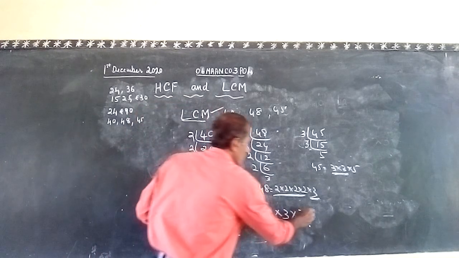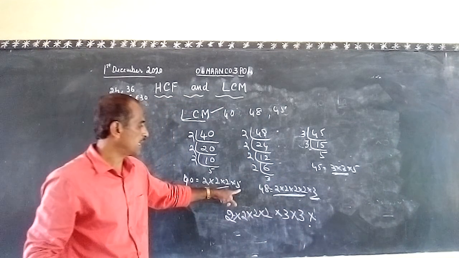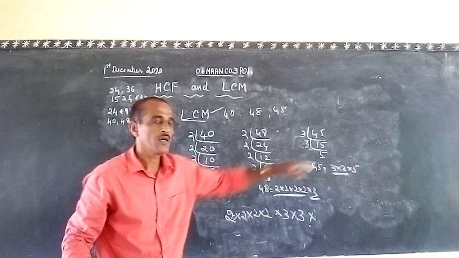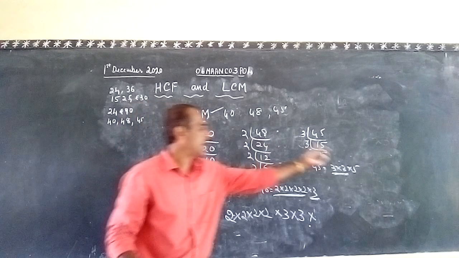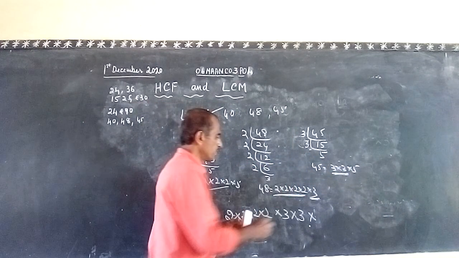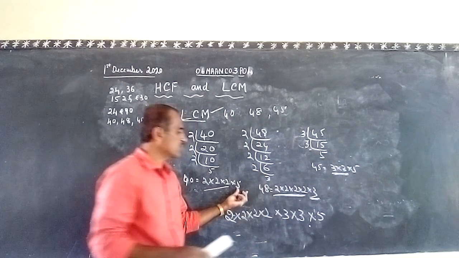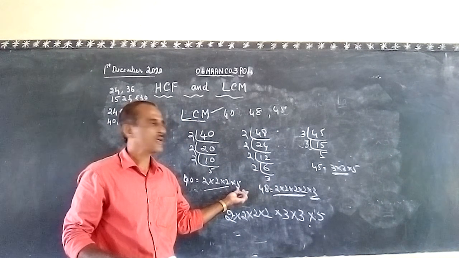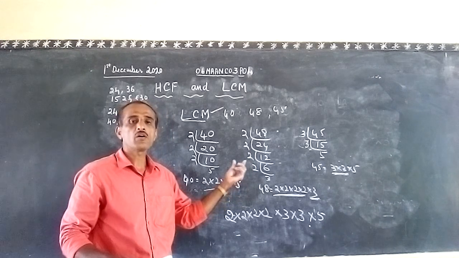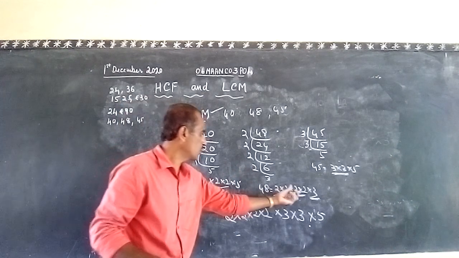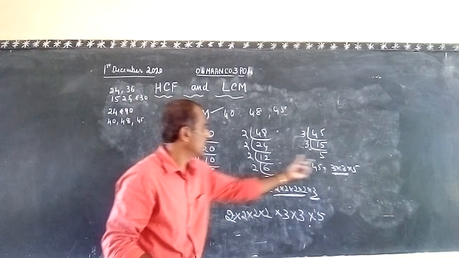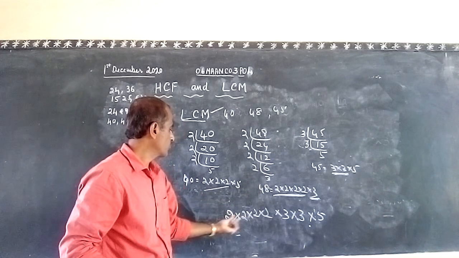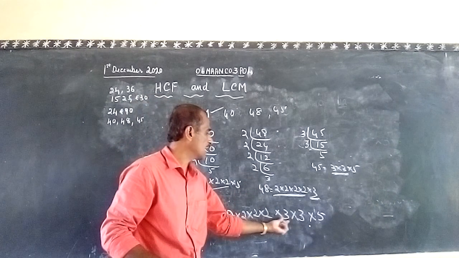Then 5. 5 is a factor here. Not present here, no matter, but 5 is a factor of this one and that number. How many 5s are there? Here 1 5, there also 1 5. So 1 5 is enough. Suppose here 2 5s are there, 5 into 5; this one you have to take. Where it is more, you have to take that one. So 2 into 2 into 2 into 2 from here, 3 into 3 from there, because there it is more. 5 is common, only 1 5, so into 5. So 2 into 2 into 2 into 2 into 3 into 3 into 5.